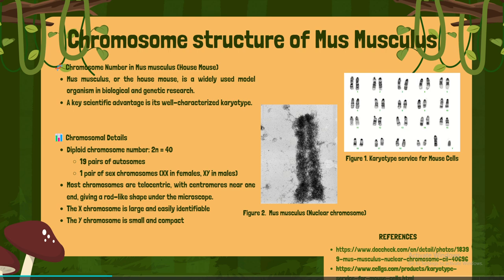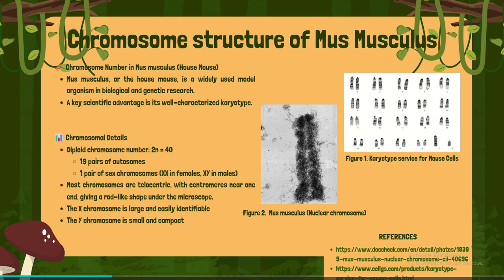For the chromosome details, they have a diploid chromosome number of 2n equals 40, which is 19 pairs of autosomes and one pair of sex chromosomes, so XX in females and XY in males. Most chromosomes are telocentric, with centromeres near one end, giving a rod-like shape under the microscope. The X chromosome is large and easily identifiable. The Y chromosome is small and compact.